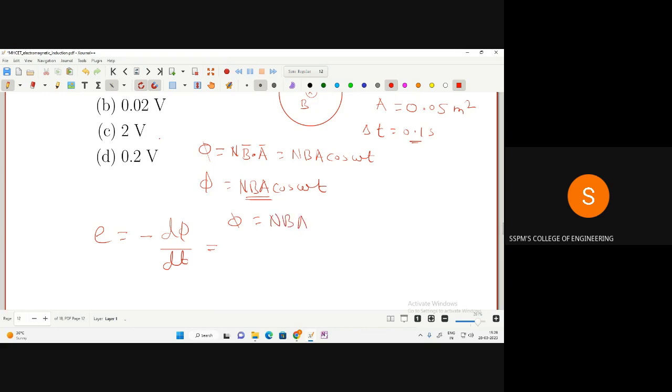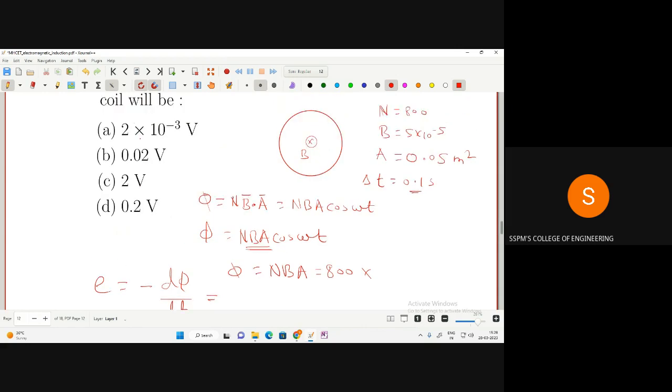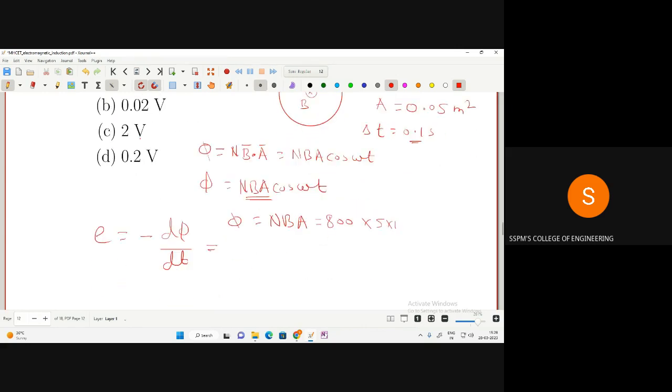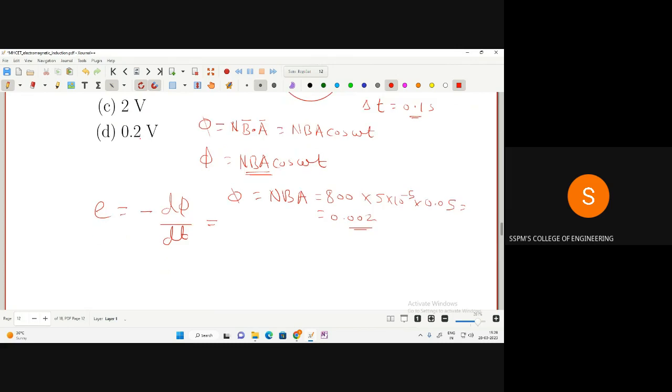मॅक्झिमम चेंज ऑफ फ्लक्स काय येणार? N B A, where N is 800, B is given, B is 5 into 10 to the power minus 5 and A is 0.05. याचं प्रोडक्ट घेतल्यानंतर 0.002 मिळेल तुम्हाला. And time delta t is given 0.1. So what is EMF induced? The magnitude of EMF induced you may write as change of flux by change of t.